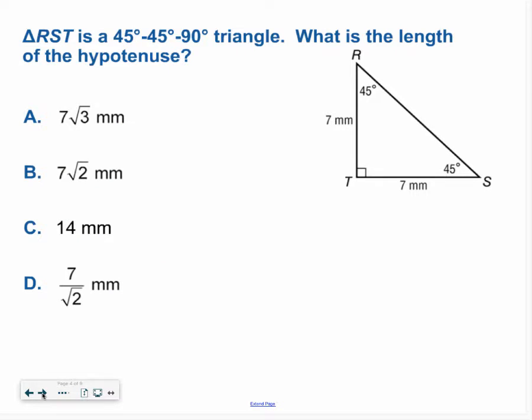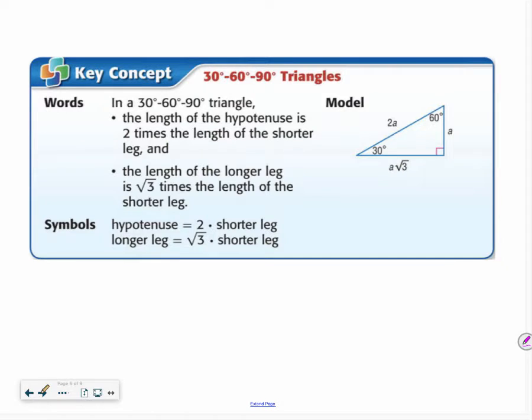Okay? Why don't you go ahead and see if you can find the length of the hypotenuse of this 45, 45, 90. Hopefully you said it was 7 times the square root of 2 millimeters. If you have questions, be sure to ask for some help or go back and watch the last example again. Alright, so that's a 45, 45, 90 triangle.